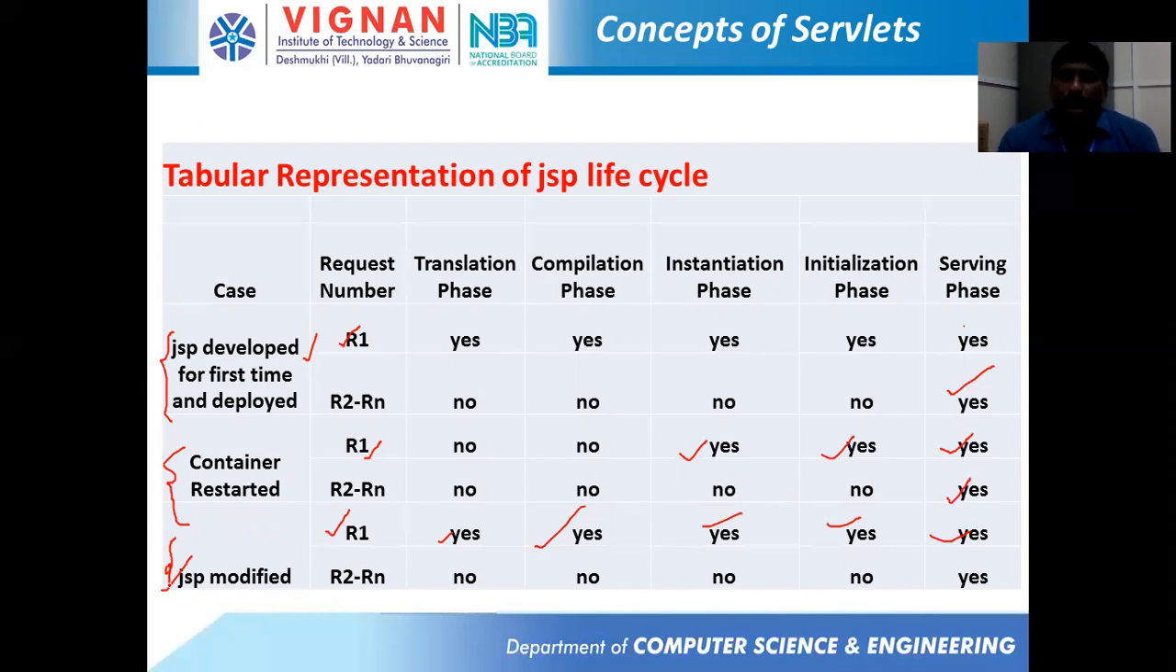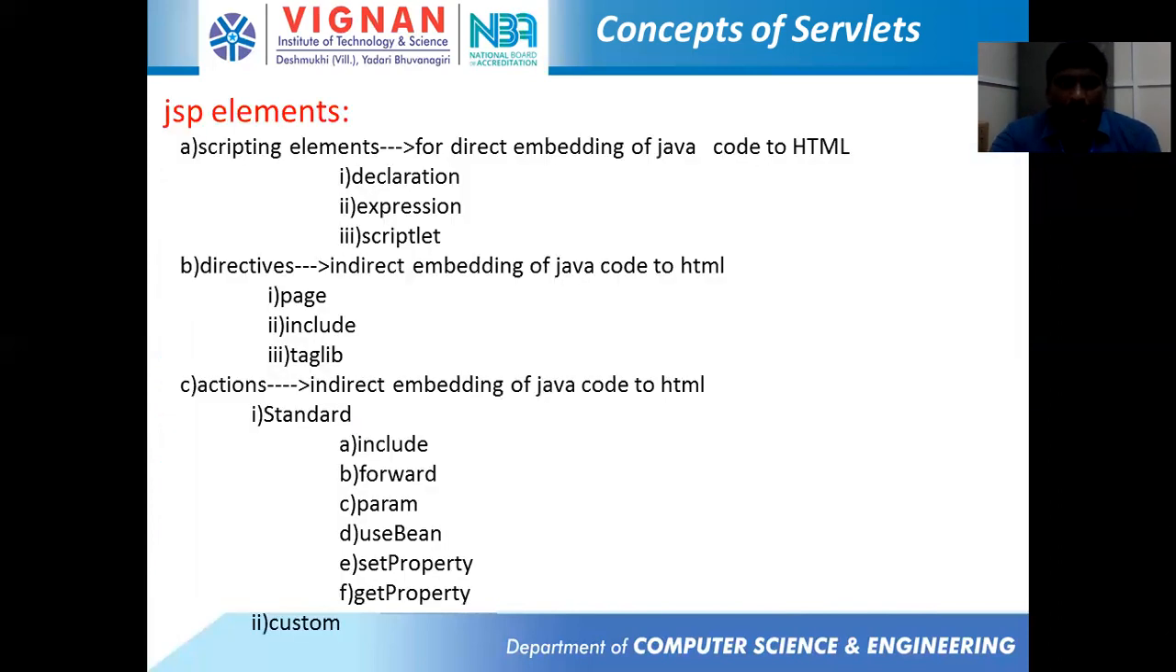This is a table representation of the JSP lifecycle. Okay. Next comes how to write a JSP file. While writing the JSP file, the constituent elements of the JSP are scripting elements, directives, and actions.